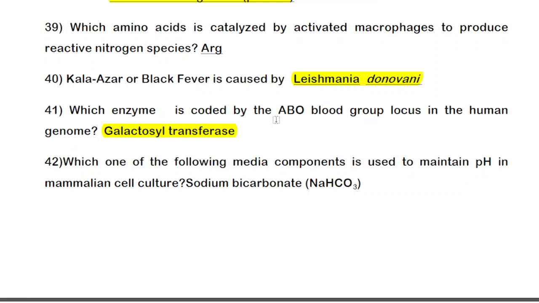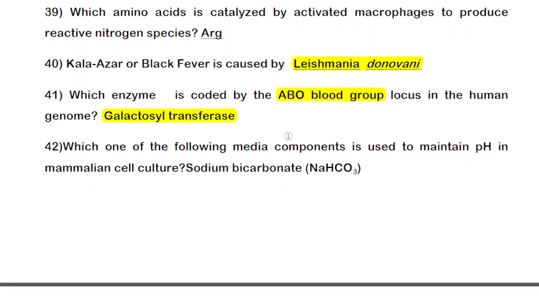That will be adding N-acetylgalactosamine to the H antigen. Whereas if you take the B allele, that is the B blood group or B antigen, it will be encoding glycosyltransferase B. That will be adding galactose to the H antigen. So A and B are the different allelic forms of this particular locus.